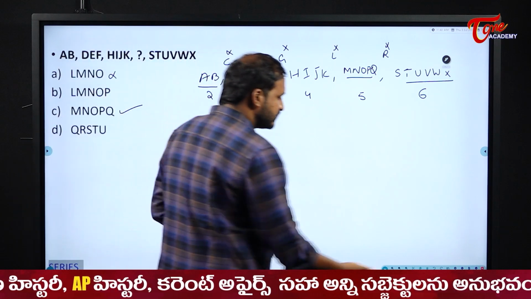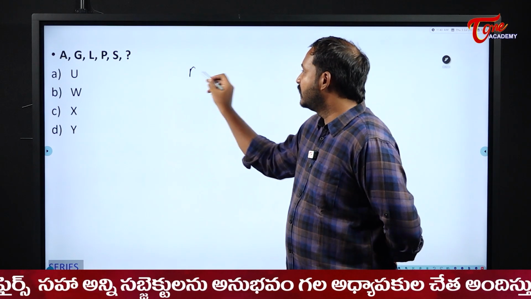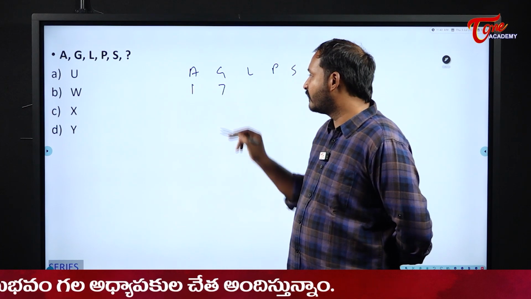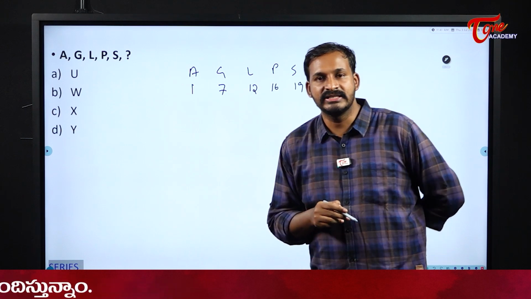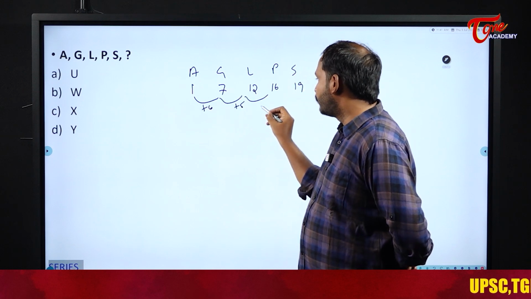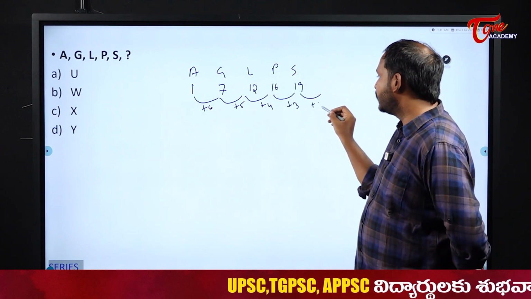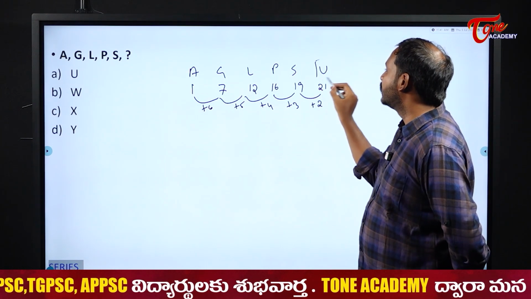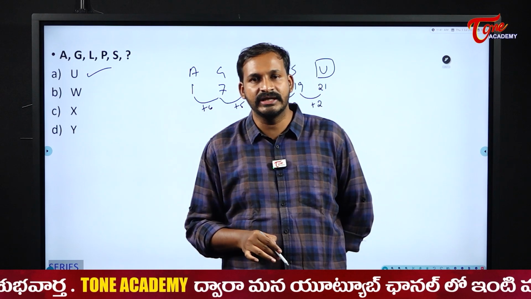Next one. See the next one. A, G, L, P, S. Now see here, A is the first alphabet, G is the 7th alphabet, L is the 12th alphabet, P is the 16th alphabet, S is the 19th alphabet. What is happening here, students? Plus 6, plus 5, plus 4, plus 3. What should be the next one? It should be plus 2. That means the 21st alphabet. What is the 21st alphabet for us, students? U. So our answer here becomes option A.